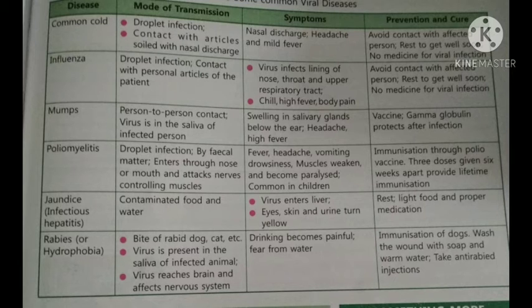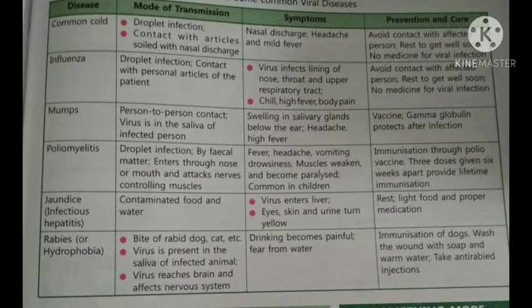First is the common cold. The mode of transmission is droplet infection, either through sneezing, coughing, or contact with articles soiled by nasal discharge. What kind of symptoms are there? Nasal discharge, headache, and mild fever. Nasal discharge means the discharge coming from your nose during a cold. What is the prevention? Avoid contact with affected persons. Take proper rest or take some antibiotic medicines.